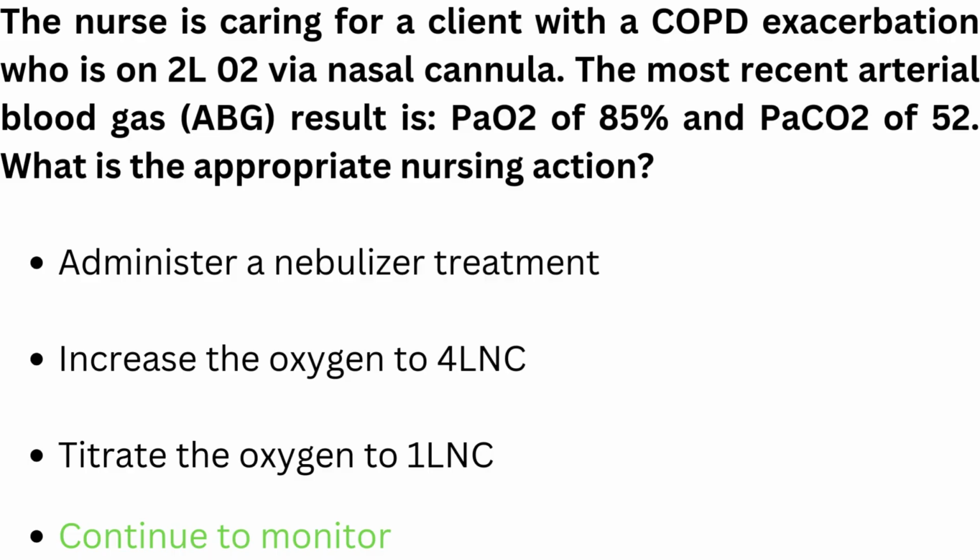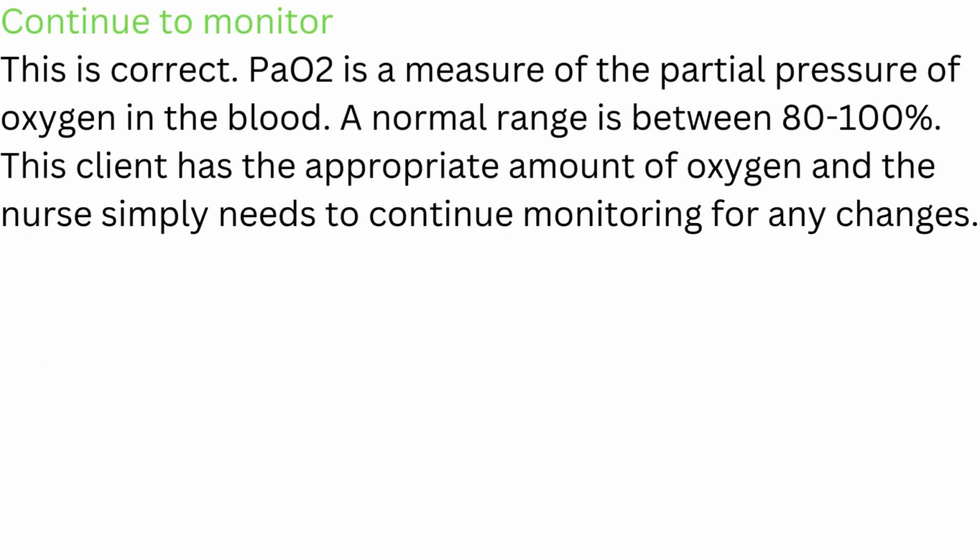The correct answer is continue to monitor. PaO2 is a measure of the partial pressure of oxygen in the blood. A normal range is between 80 to 100%. This client has the appropriate amount of oxygen, and the nurse simply needs to continue monitoring for any changes.